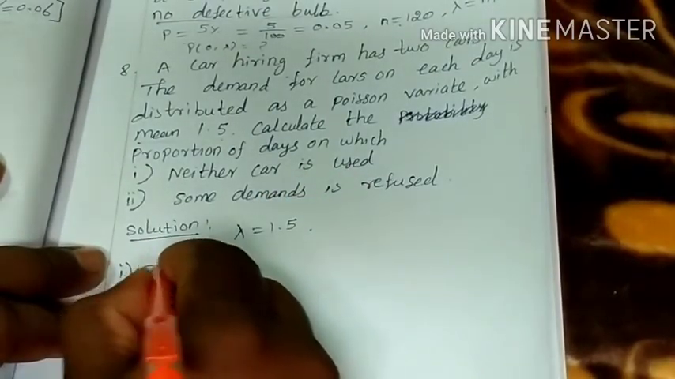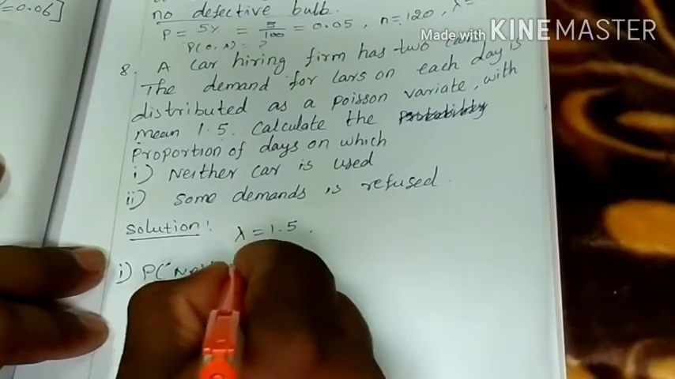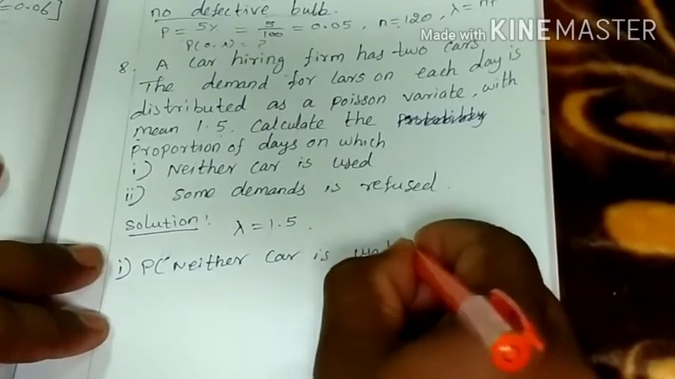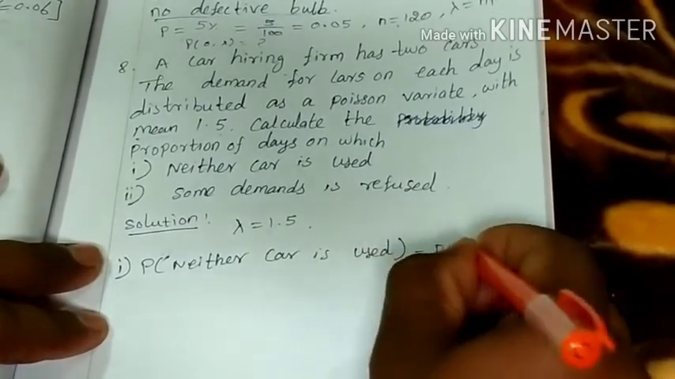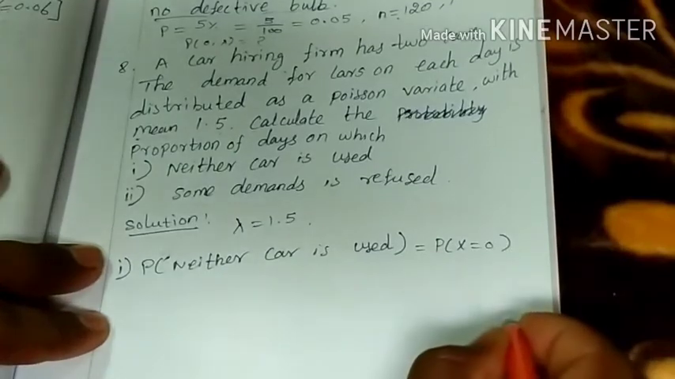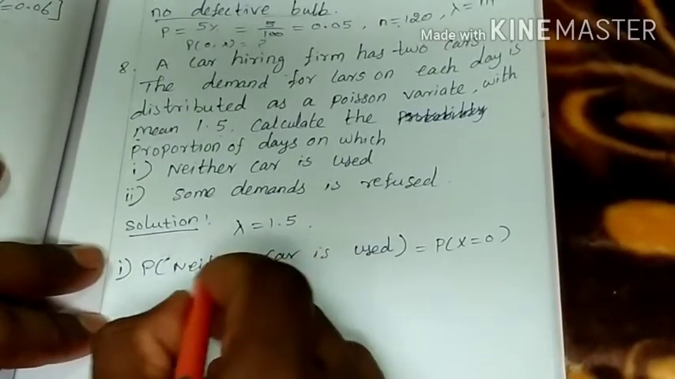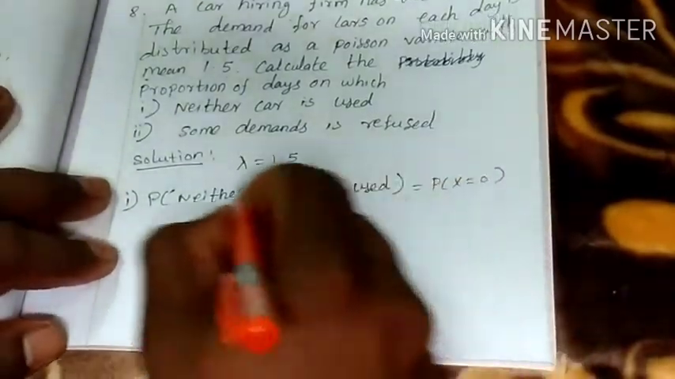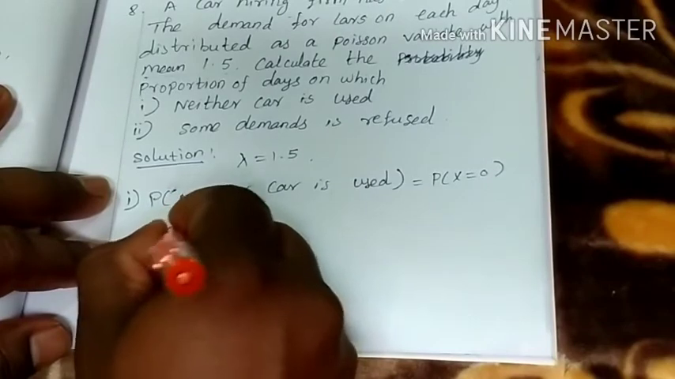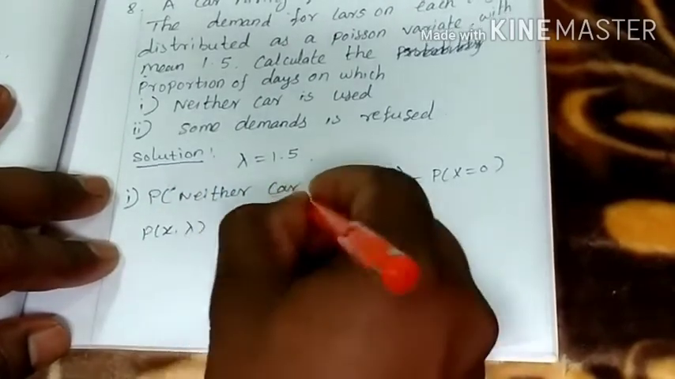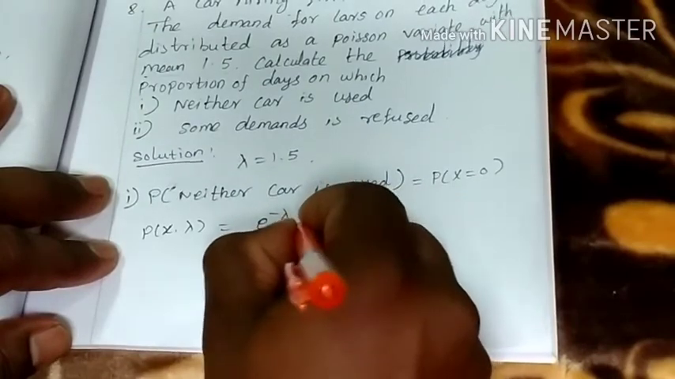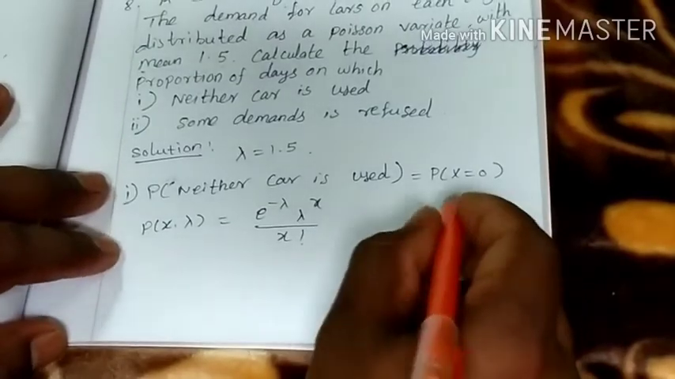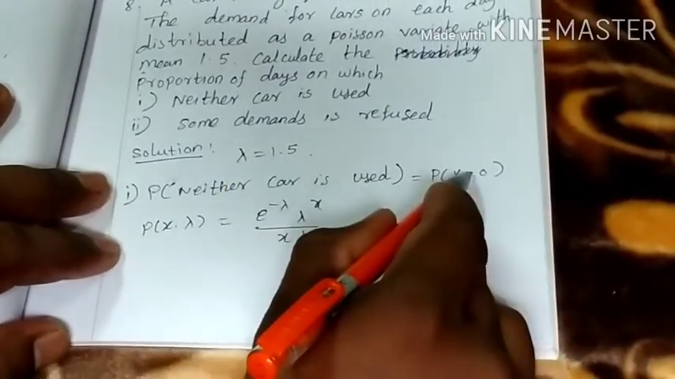The first question: the probability that neither car is used. That means P of x is equal to 0. Neither means no car is used, so x is equal to 0. What is the Poisson distribution definition? P of x comma lambda is equal to e power minus lambda and lambda power x divided by x factorial. This is the definition.